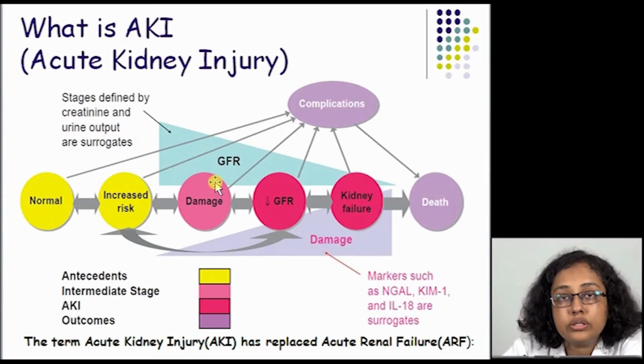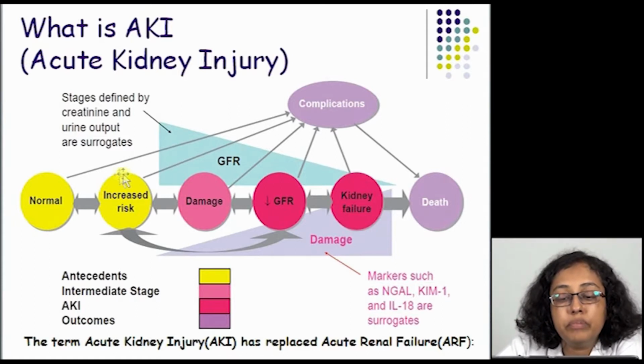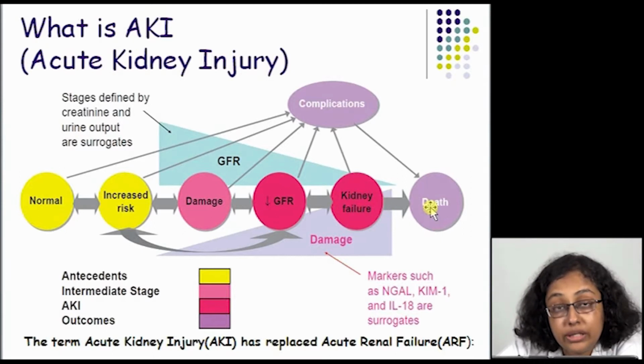And we need to understand the concept: when we say failure, it is quite an advanced disease, but acute injury to the kidneys is a wider spectrum. It starts from a normal kidney, which is at an increased risk of damage, acute damage, because of many factors, which we'll discuss subsequently. If these risk factors are not removed in a timely fashion, then it can actually damage the kidney. Progressive damage may lead to a decline in the GFR, and finally we come to the stage of kidney failure, which may lead to death.